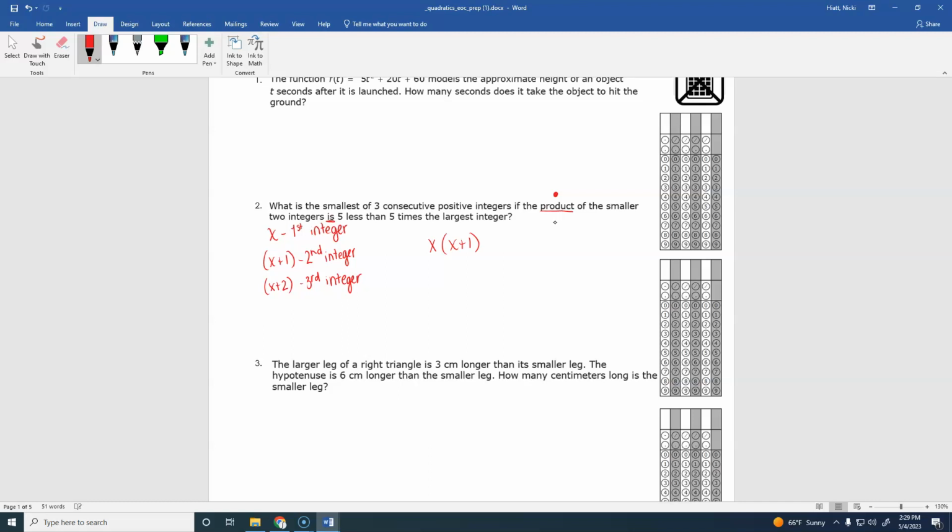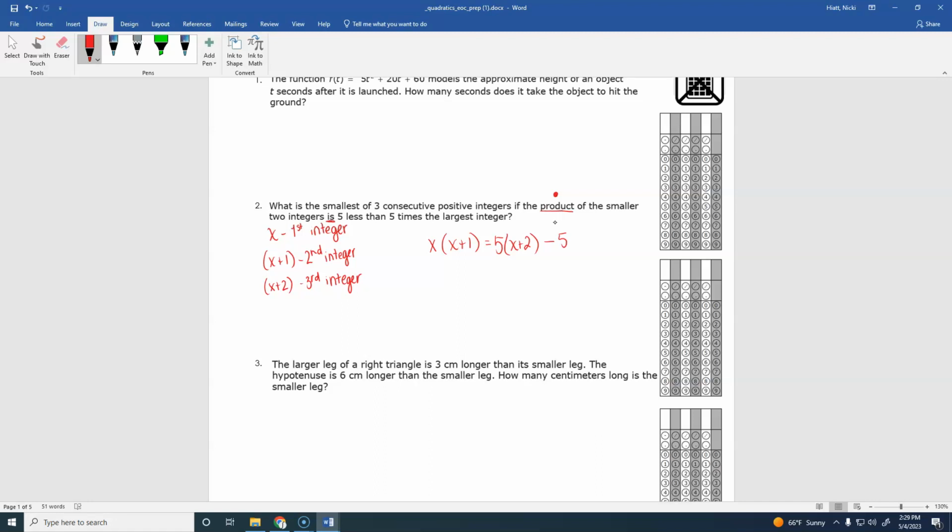Is, what does is tell us to write? Equals. And then 5 less than 5 times the largest integer. Okay, so 5 less than is a minus 5, but it needs to be over here on the end. And then 5 times the largest integer is 5 times x plus 2. Okay, there. So, read through carefully, set it up.